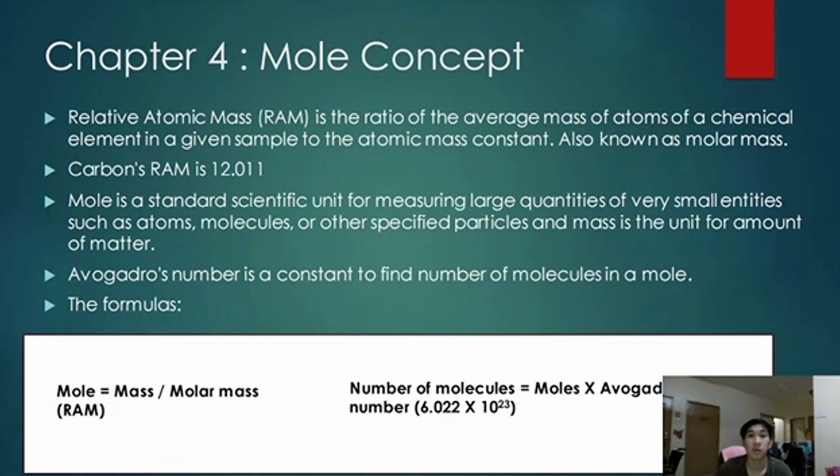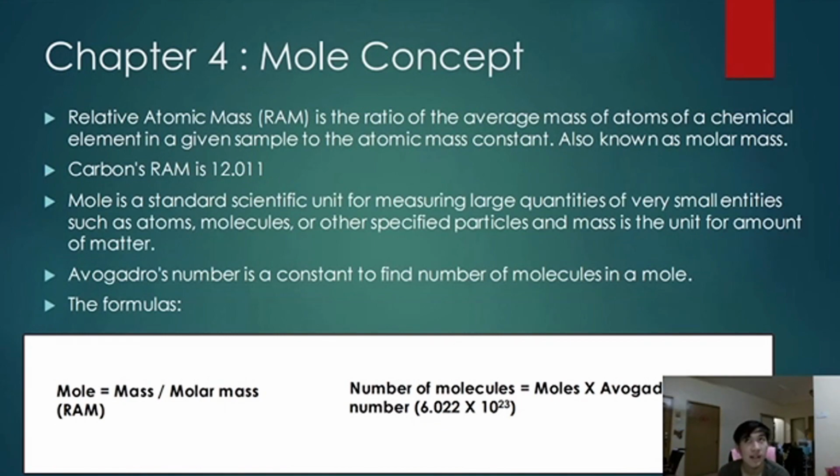Here we have chapter 4, which is called mole concept. What we learned in mole concept is shown on this slide here, which is relative atomic mass, the ratio of the average mass of atoms of a chemical element in a given sample to the atomic mass constant, which is also known as molar mass. Next up, we also learn about mole, which is the standard scientific unit for measuring large quantities of very small entities such as atoms, molecules, or other specified particles, and mass is the unit for amount of matter.